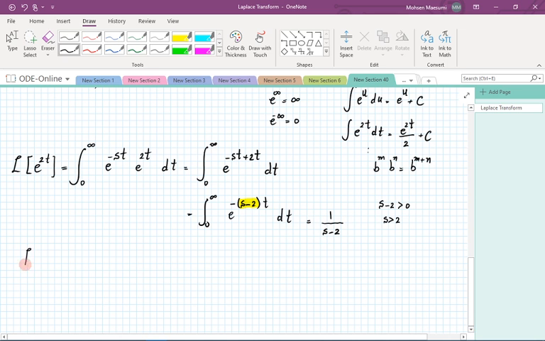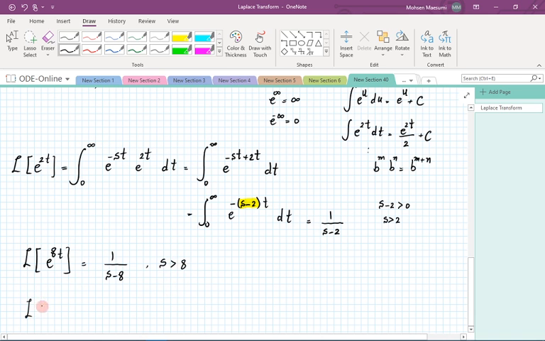What do you think would be the answer to the following? What if I have exponential of 8t? Can you guess? You have 1 second to guess. What would the answer be? Well, of course, there's nothing so special about number 2. It can be any number there, and it will be 1 over s minus 8 as the answer, with the restriction that s has to be larger than 8.